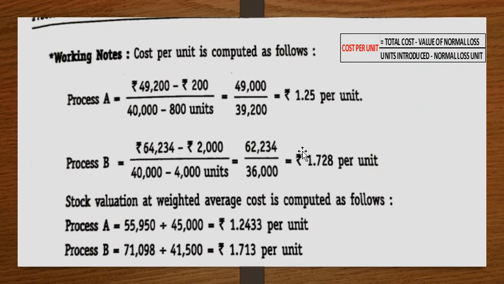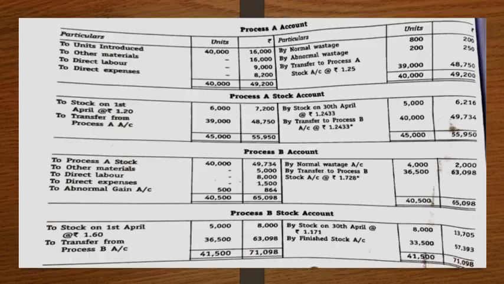So 62,234 divided by 36,000 will give you 1.7287. So we will take 1.728 rupees per unit. So this is your abnormal gain value. Here, for your abnormal gain or abnormal loss, it is the same formula. So the cost per unit for the abnormal gain is 1.728. For 1 unit it is 1.728.